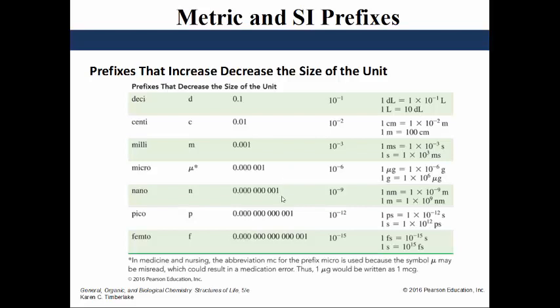Nano, 1,000,000,000th, so 0.000000001, or 10 to the negative 9. Then pico, 10 to the negative 12, and femto, 10 to the negative 15. So of these, when you talk about chemistry, we talk about human anatomy, you will probably see the first 5 of these most often, from nano, micro, milli, centi, deci. If you're dealing with physics, then you'll get into pico and femto.